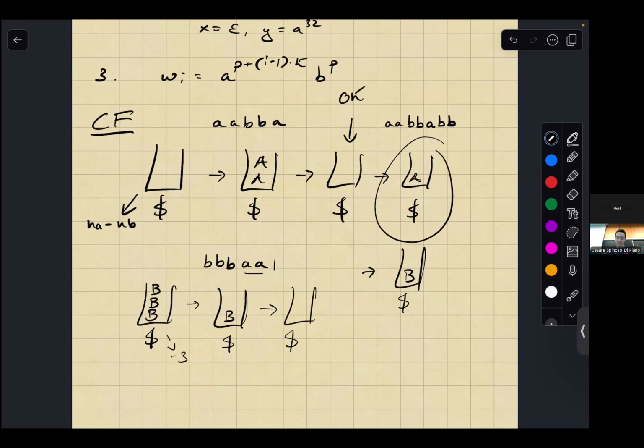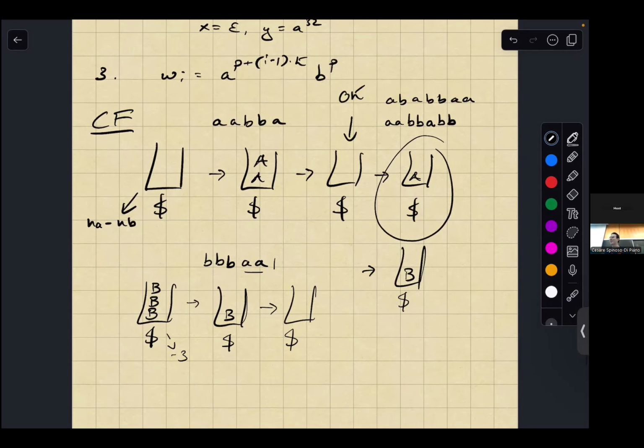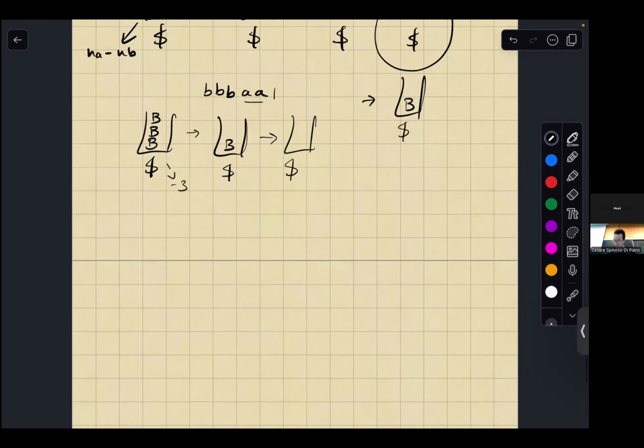Yes, a mix of A's and B's is allowed. It could be A, B, A, B, B, A, something like this. Not on the stack, though. In my implementation, it's always going to be a surplus of one symbol. Let me just draw the transition diagram and then you'll see what happens. So this is my initial state.